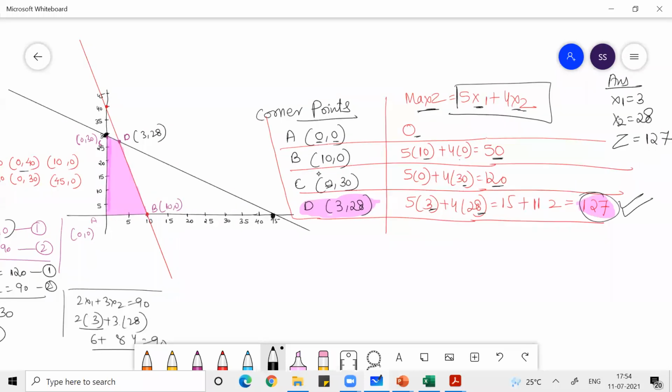Yeah, so I would just like to know. I did understand the sum, but I would like to understand how you marked the coordinates, that is 0, 40, 10, 0, 0, 30, 45, 0. Apart from that, I would also like to know how you mark the corner points. So there's a confusion here. Okay. No, thank you for asking.